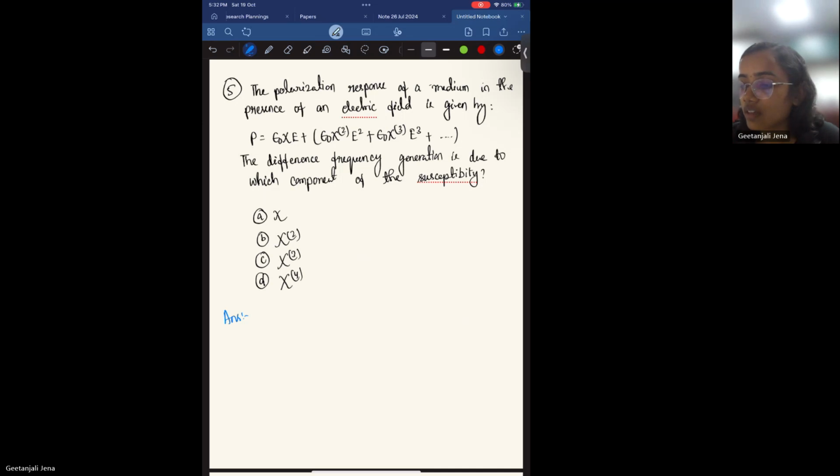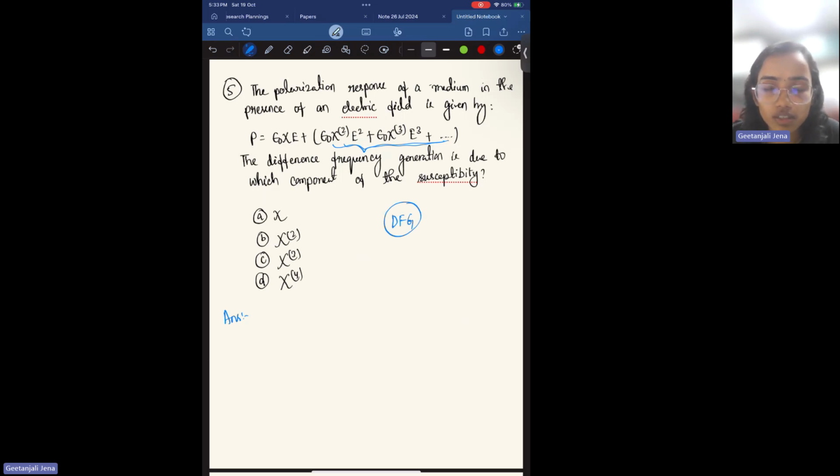So question 5 says the polarization response of a medium in the presence of an electric field is given by P equal to epsilon chi e, which is a linear term, and then chi2, chi3, which are the non-linear terms. So this is the general expression for a polarization response. Now the difference frequency generation, that is DFG, is due to which component of the susceptibility? This is due to which non-linear phenomenon?